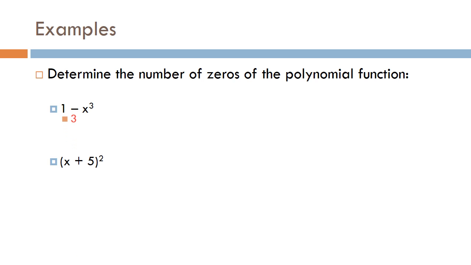All right, you should have gotten 3 because it's an x cubed. That's the highest power. And for this one, you should have gotten 2 because it's x plus 5 squared.